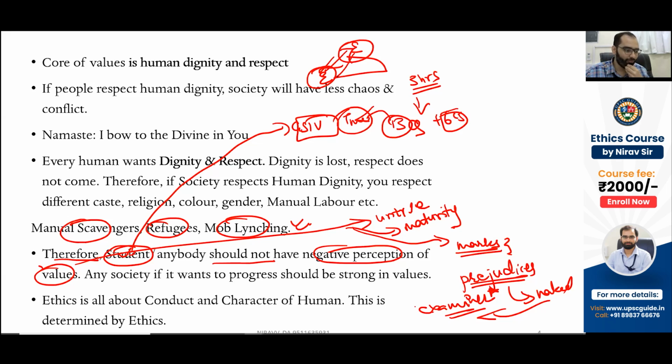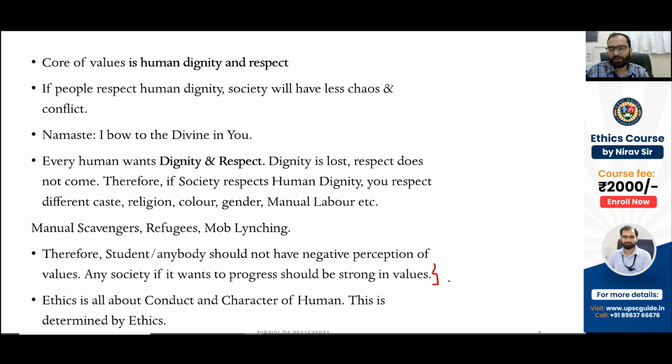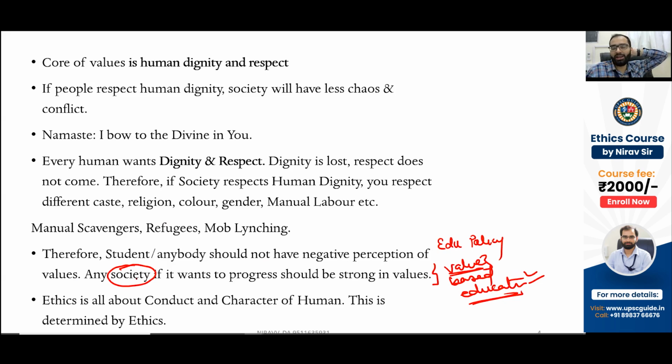And if you do not have originality, then you are going to be a major sufferer. Any society, if it wants to progress, should be strong in values. That is why, my friends, देखो और एक एग्जांपल देता हूँ. That is why we are giving importance in the new education policy to value based education. क्यों importance आया है? क्योंकि values ही determine कर रहे हैं society का क्या होगा, future रहेगा या ना रहेगा.